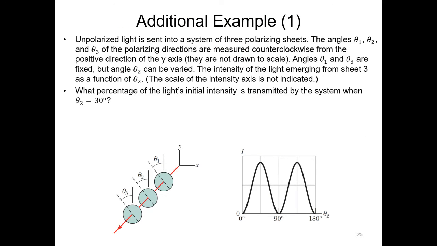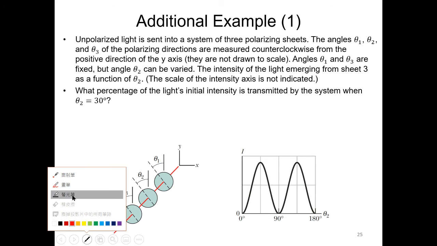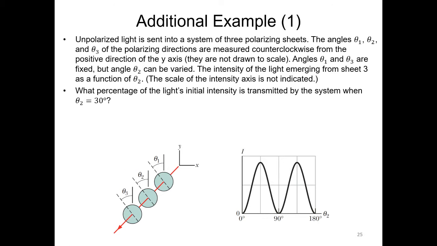Okay, so we have an additional example. Unpolarized light is sent into a system of three polarizing sheets. The angles theta 1, theta 2, theta 3 of the polarizing directions are measured counterclockwise from the positive direction of the y-axis.